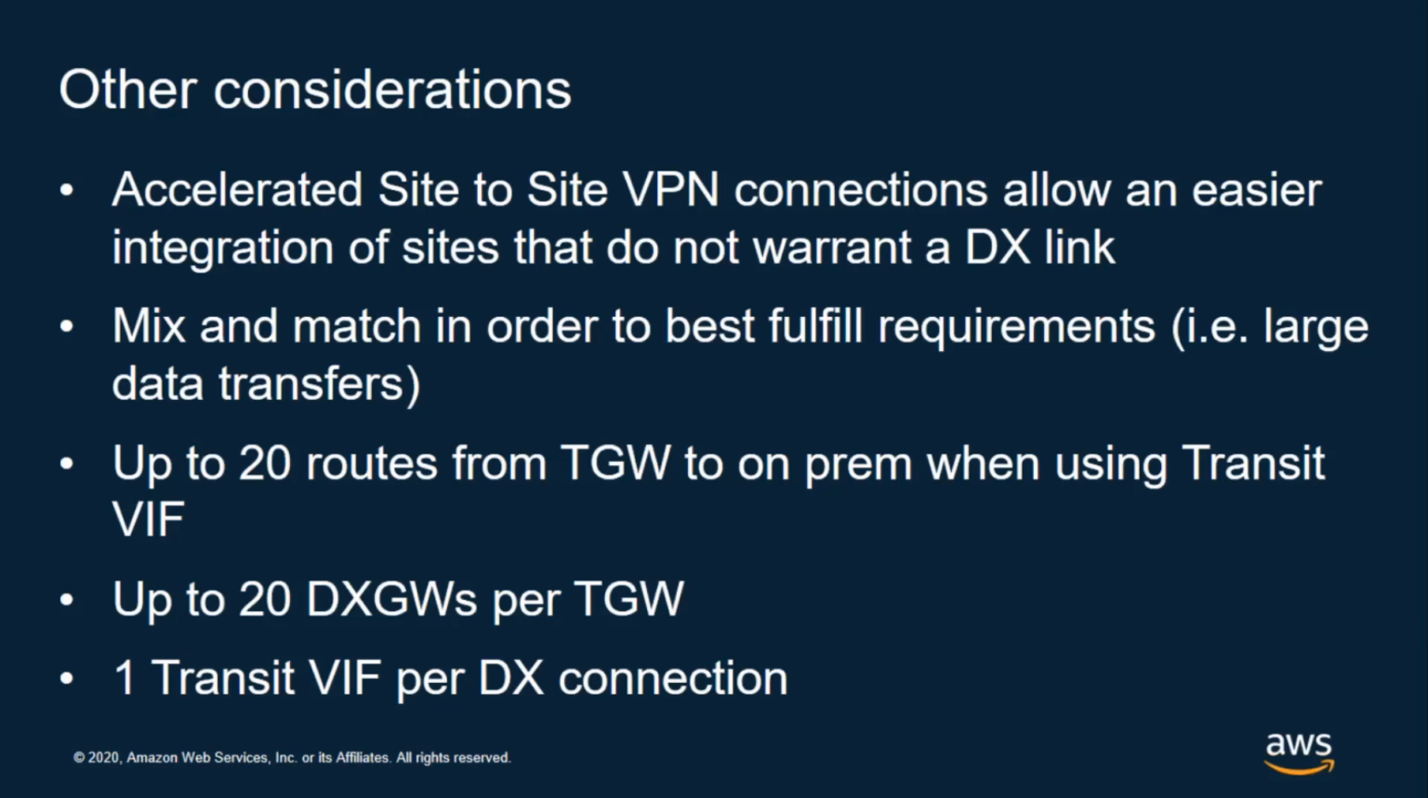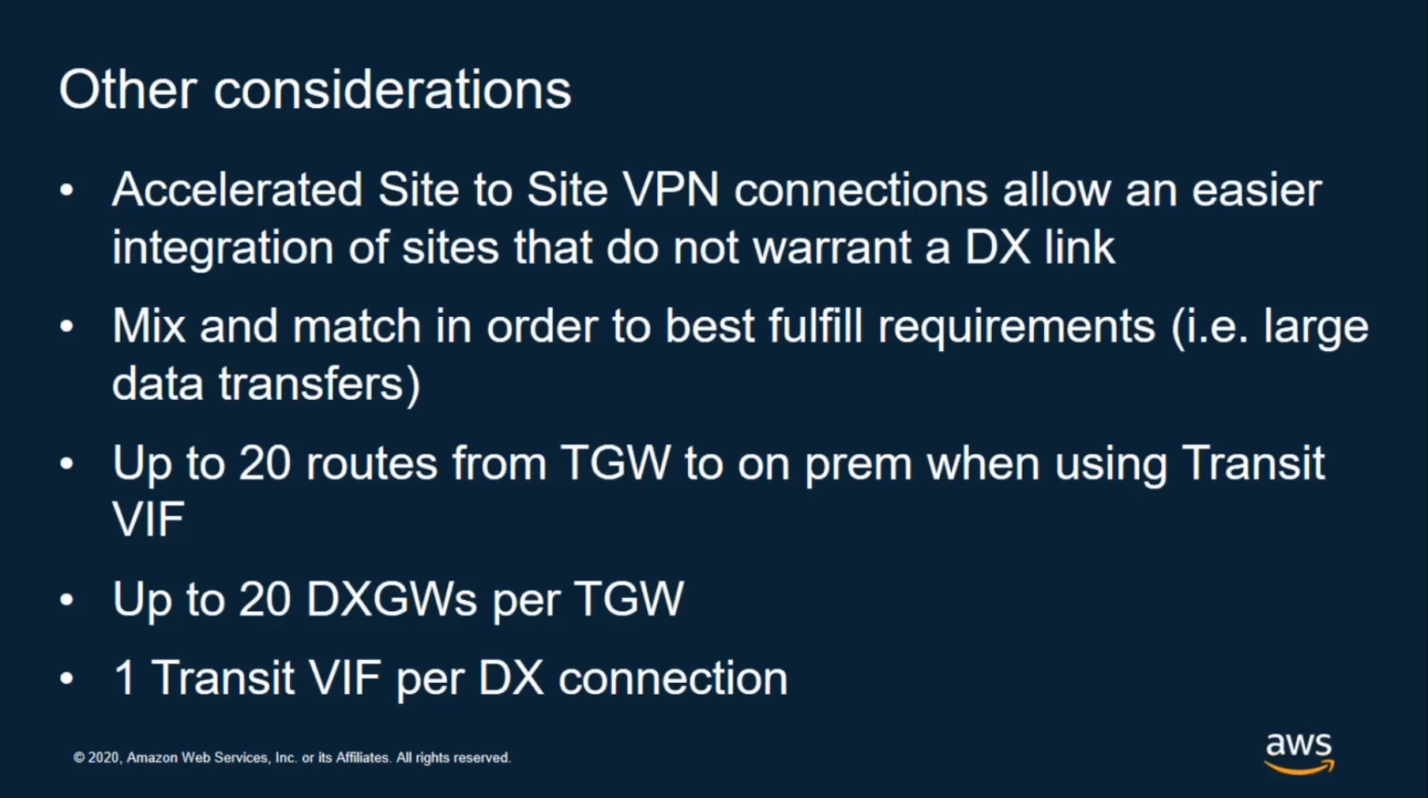And it's also important to note that these routes can be summary routes, so we don't need to have a very large amount of routes if we are summarizing correctly. We can also have up to 20 Direct Connect gateways per transit gateway, and this is most important when we are taking into account the amount of sites that we would be connecting into each transit gateway.